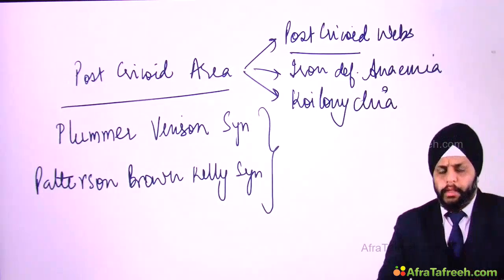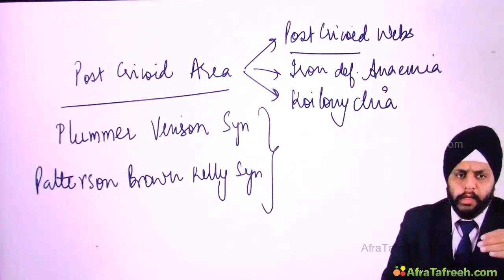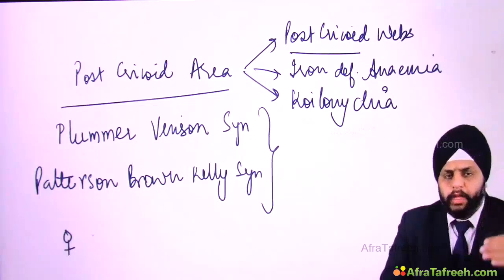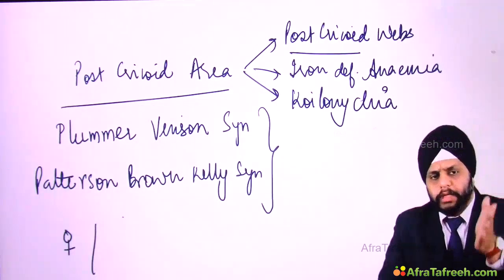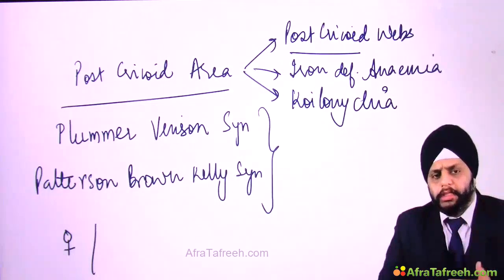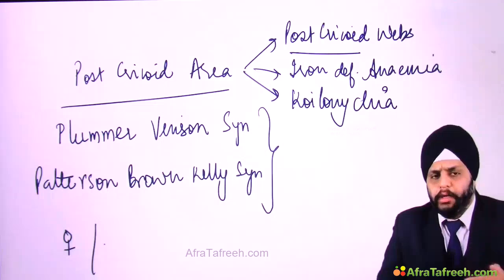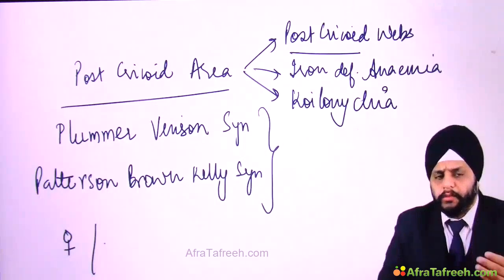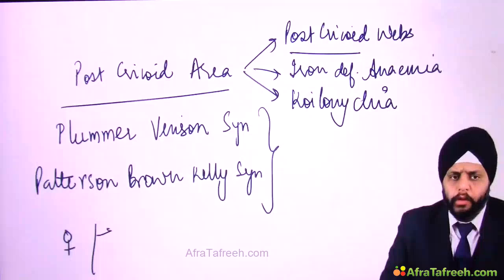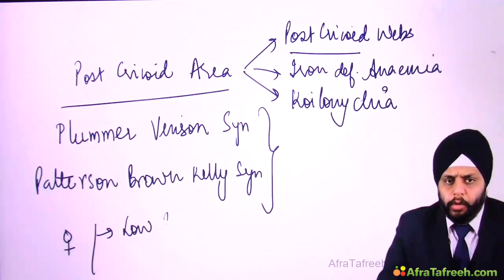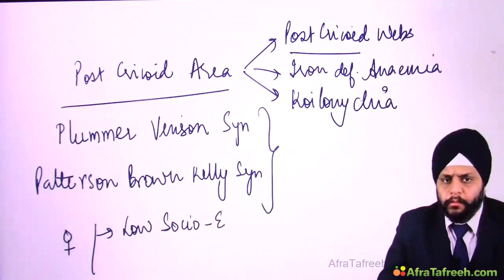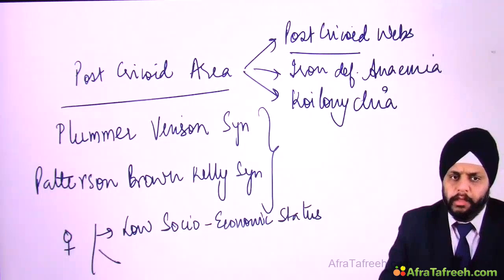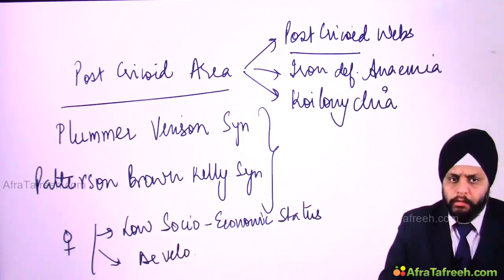Now remember, iron deficiency is very common in females. Why? Because iron is related to diet, and these females lose a lot of blood, especially females in the reproductive age group. They lose a lot of blood during menstruation every month. So females, especially from low socioeconomic status, and those low socioeconomic status females are generally in the developing countries.